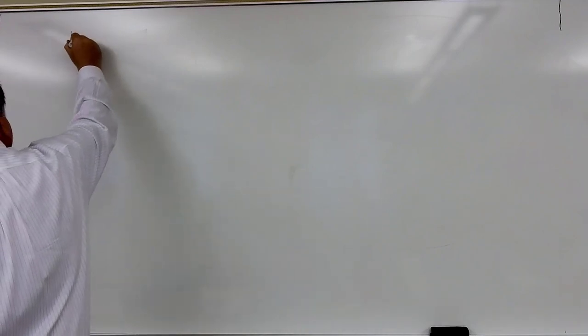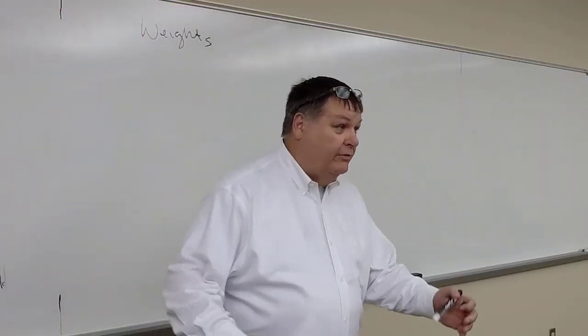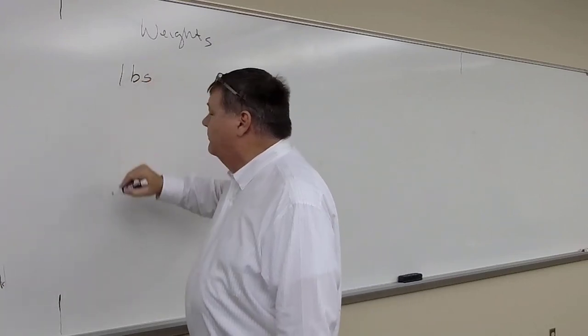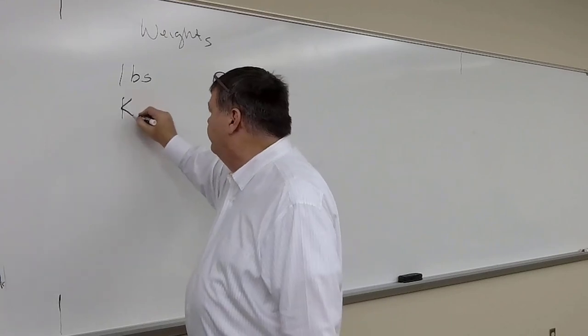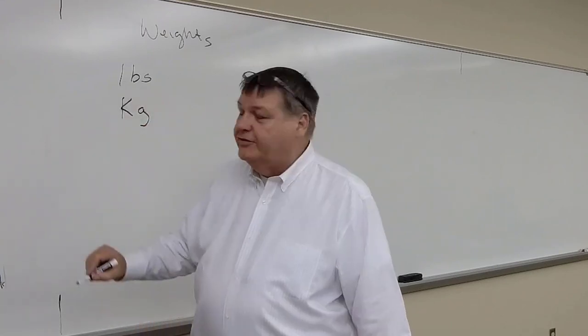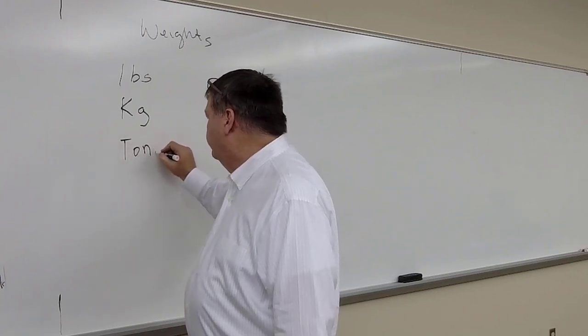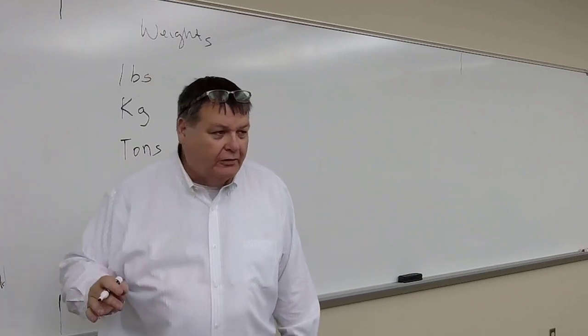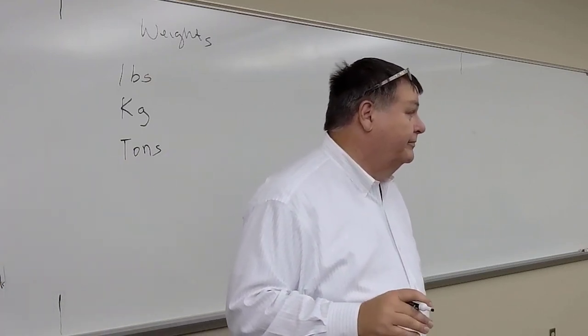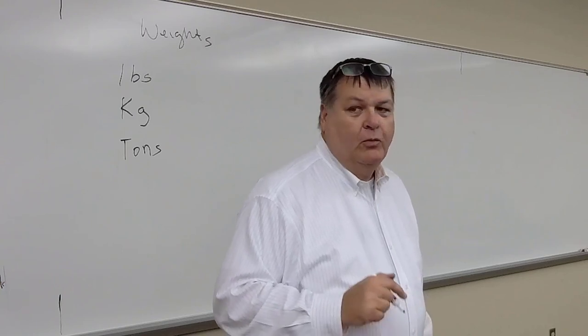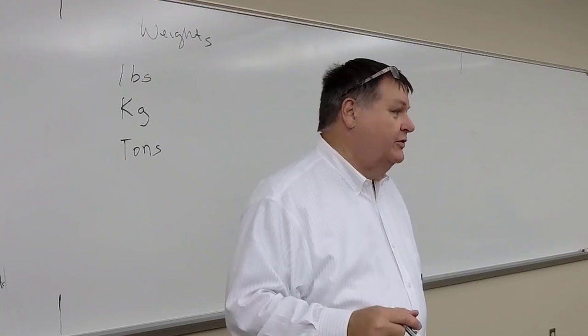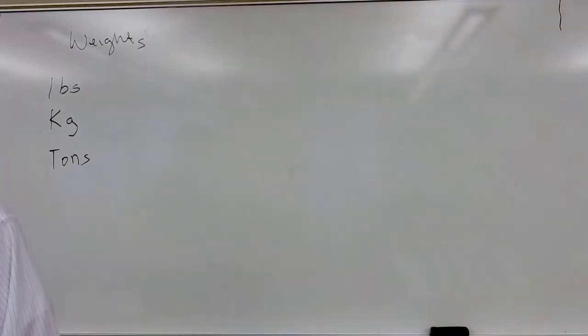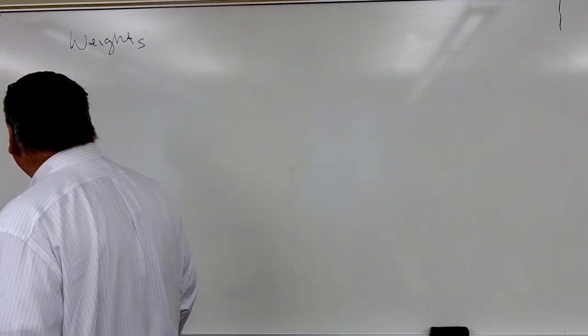So now let's talk about weights. What do we use in weights? We use pounds. What else do we use? Kilograms. What else? In industry, we use tons. There's a long ton and a short ton. Anybody know the difference? One is 2,000 pounds and the other is 2,200 pounds. 10% difference. And you have grams in here. We use grams quite a bit. Okay.